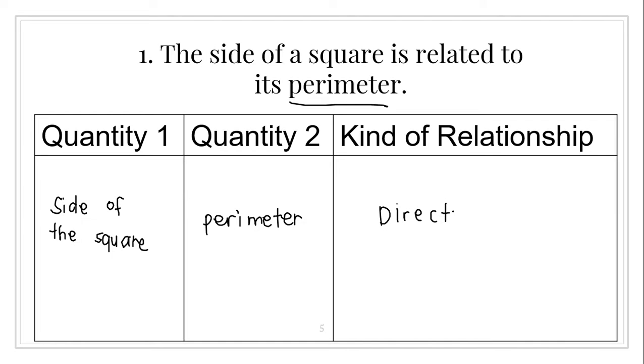Diba when we are talking about the square, kapag humahaba yung isang side niya, ibig sabihin, lalaki din yung perimeter niya. So if the length of the side increases, therefore, the perimeter also increases. Kung bababa naman siya, if the side of the square decreases, therefore, the perimeter will also decrease.